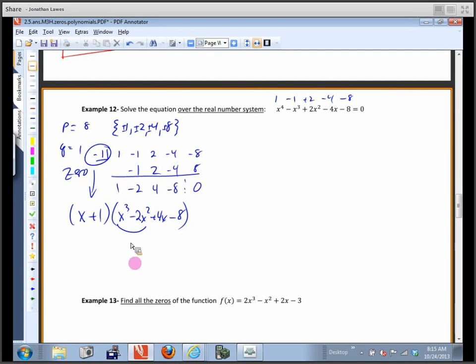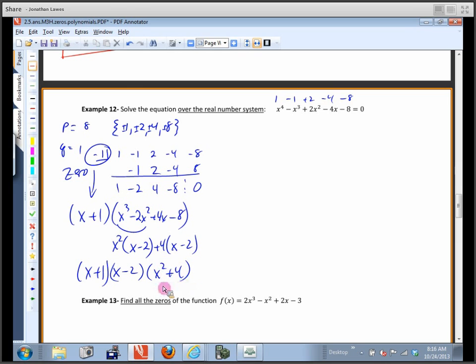What can I take out of the first 2? X squared. What's left? X minus 2. What can I take out of these guys? I have to take something out. I'm going to take out a positive 4, and I'm left with x minus 2. So they both have an x minus 2. And I'm left with an x squared plus 4. I'm going to keep that factor right here. Okay, does this one factor?